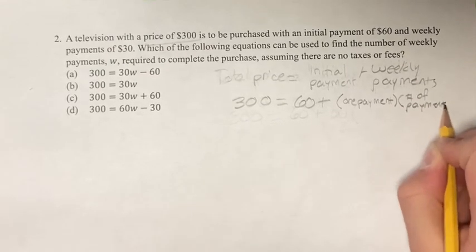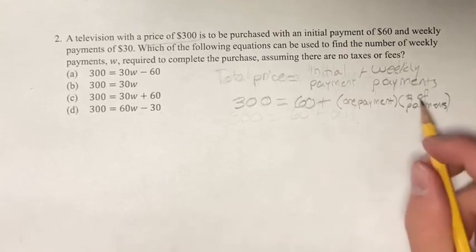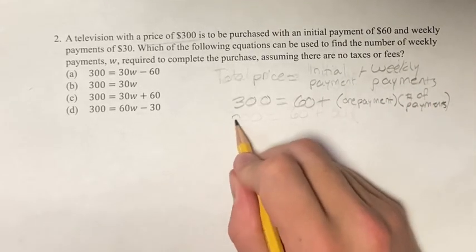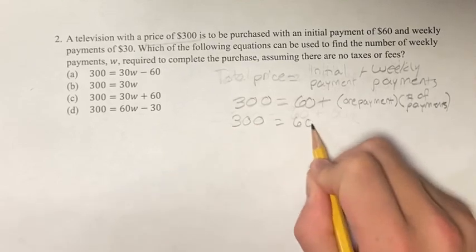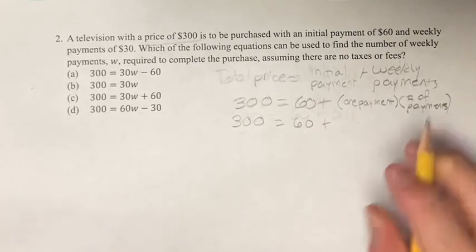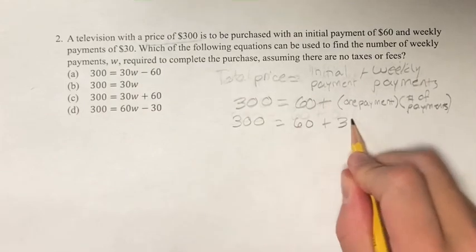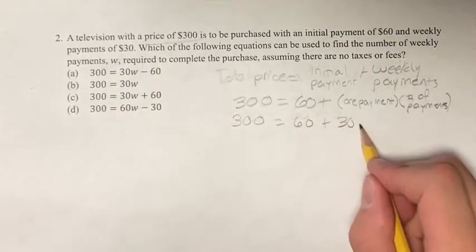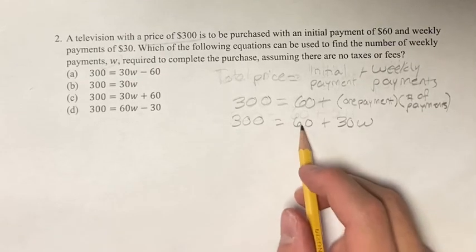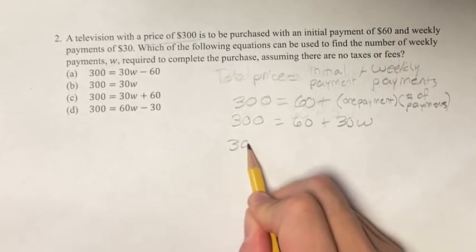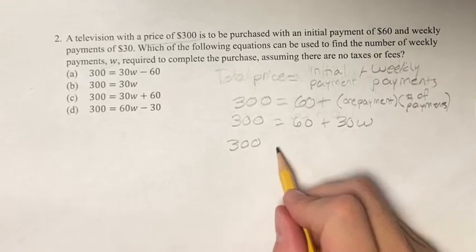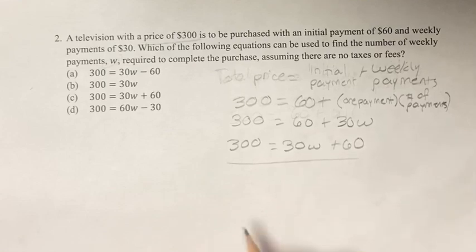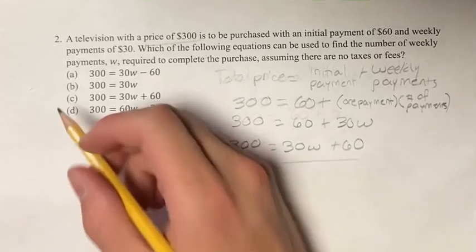right? So if you have two payments that are $3 each, then that's $6 in total, 2 times 3. So you have 300 is equal to 60 plus one payment we're told is $30 times the number of payments we're told is represented by W. So you have 300 is equal to 60 plus 30W. If we just swap these, right, 30W plus 60 is the same as 60 plus 30W. Now it more accurately matches our final answer, which is going to be C.